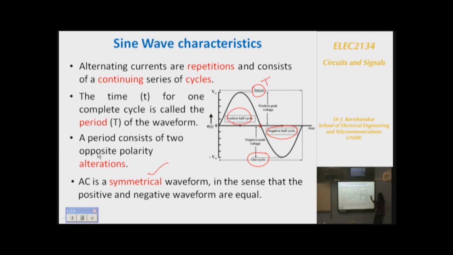Now we have a positive half and a negative half, and we have learned what a time period is. The time period consists of two alterations, two polarities. One is the positive half and the other is the negative half. We know that the time taken for one complete cycle is the period, and alternating current is nothing but a cycle, a positive and a negative half, repeating continuously for a series of cycles.